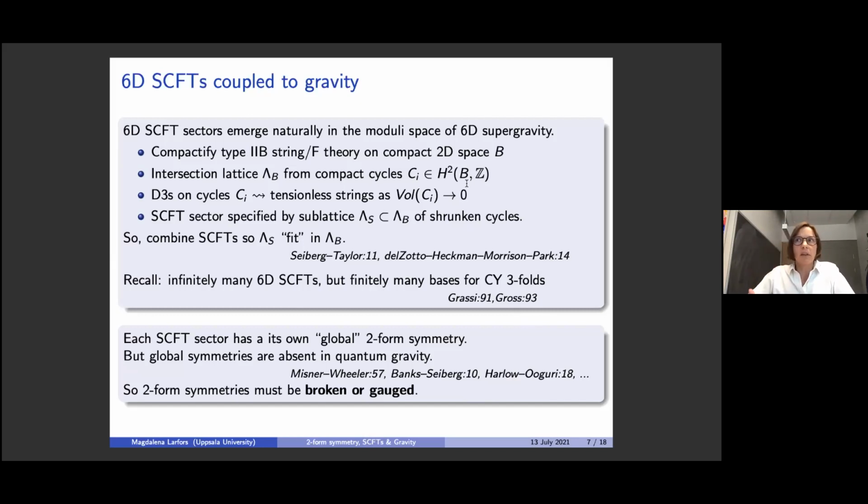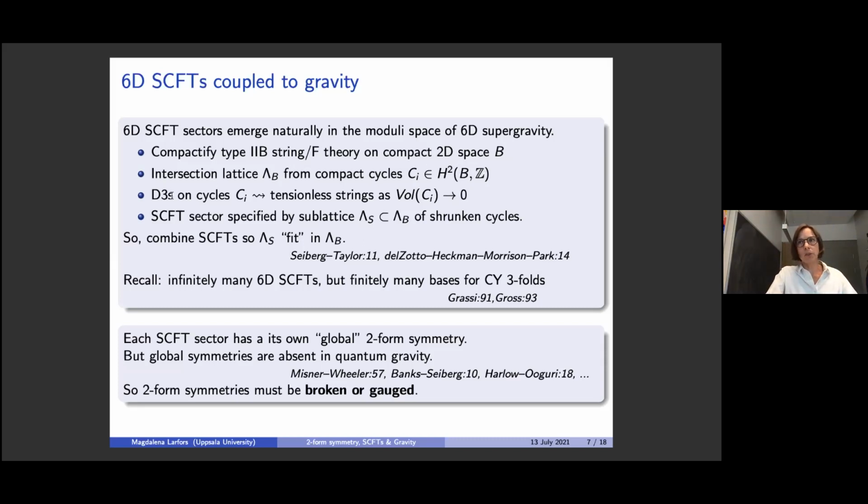So let's start by thinking about how six-dimensional supergravity works, where you now have type 2b string theory on a two-dimensional space which is compact. So there will still be an intersection lattice that comes from compact cycles on this space. And this will be given by the second homology or second cohomology, and that takes values in the integers.